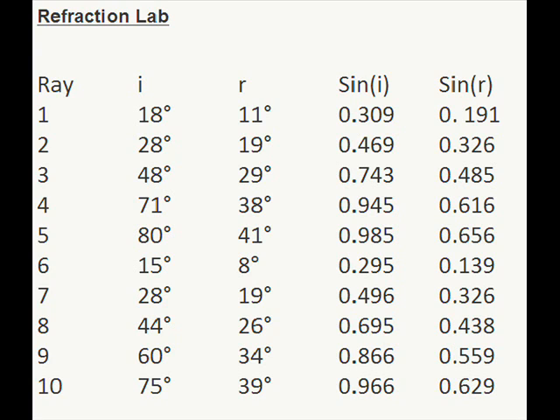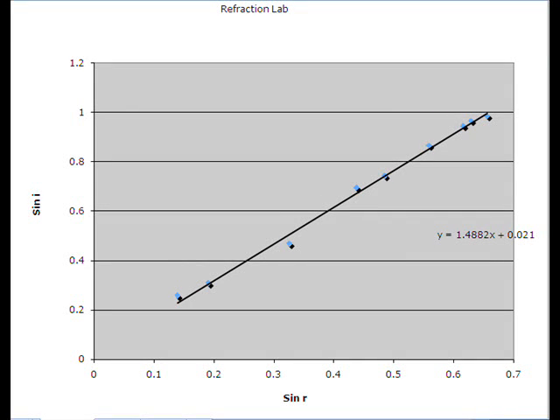Finally, we used this completed diagram of all our rays to measure, using a protractor, the angle of incidence and refraction. From this data, we found the sine of angle of incidence and the sine of angle of refraction. Record your data in a table with I, R, sine I, and sine R. Graph sine I against sine R. Sine I should appear on the vertical axis.